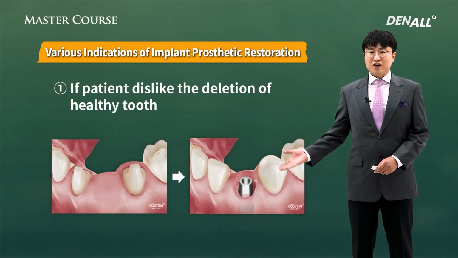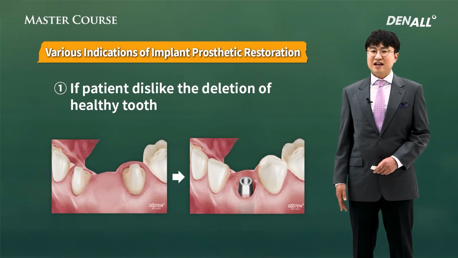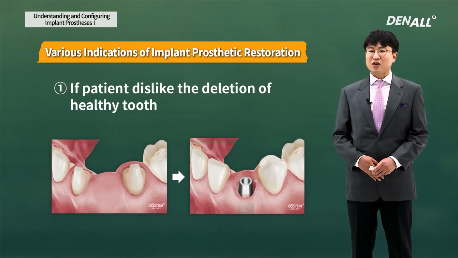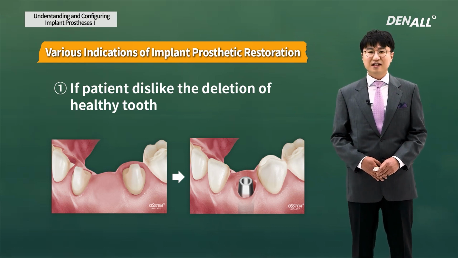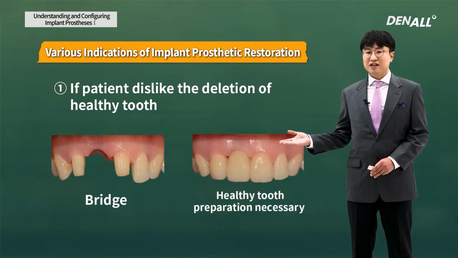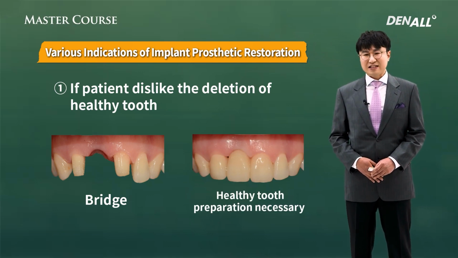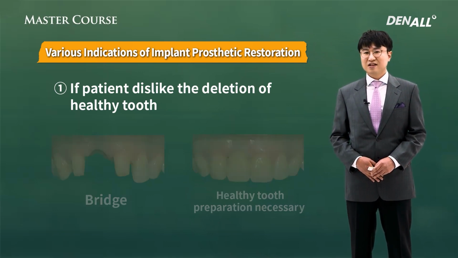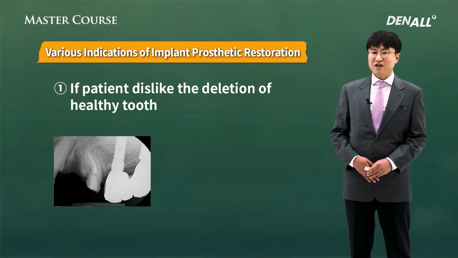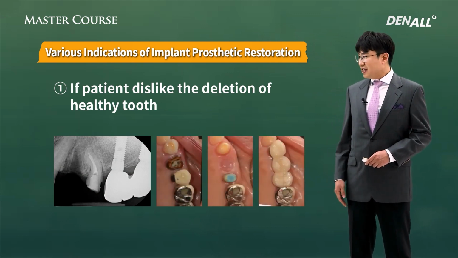As you can see here, implant prosthetic restorations come in various indications. But if you have a single tooth loss and do a bridge, it could be bad for the healthy teeth nearby. If you have to replace an existing bridge, the prep was already done, so I don't really go for implant restorations. And also, if the root has a lot of curvature and there's less space for implant delivery, then inevitably you have to go for a bridge.